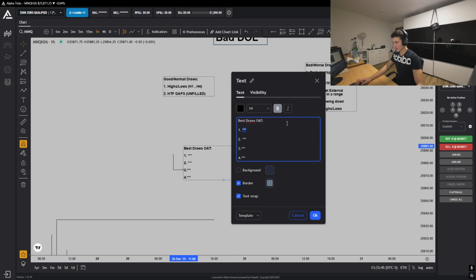Before we go into the backtesting session, let's do the best draws of all time. Not gonna waste any time. All-time highs, first place. Why? Because we're usually just gonna keep longing. We only need a deep retrace and a flip. Markets tend to make higher highs, just making new all-time highs every single time. So keep longing, pretty easy.